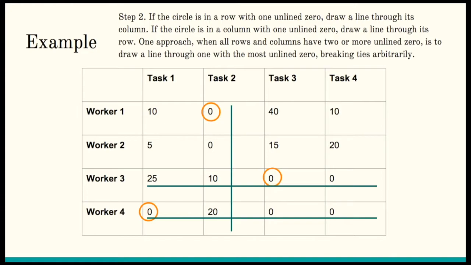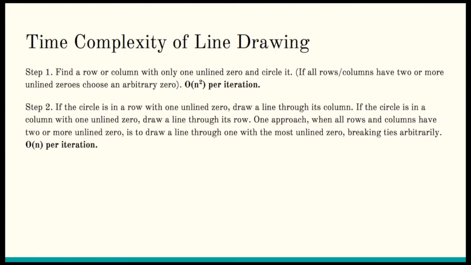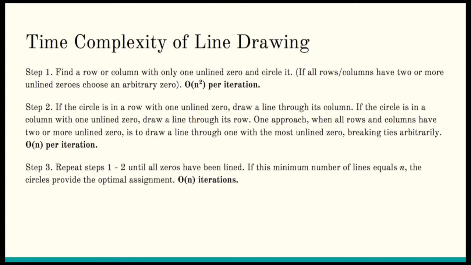This gave us the same result as we found in the earlier example. The first step of this line drawing algorithm takes O(n^2) time per iteration, as you must iterate through all workers and tasks to locate the unlined 0 entries. Step 2 takes O(n) time per iteration, as you must iterate through the row and the column of the circle to find out how many other unlined zeros are present. Step 3 loops back to step 1 until all zeros have been lined. Since the maximum number of minimum covering lines is n, this means that there will be O(n) iterations. So the total time complexity of this algorithm is O(n^3).